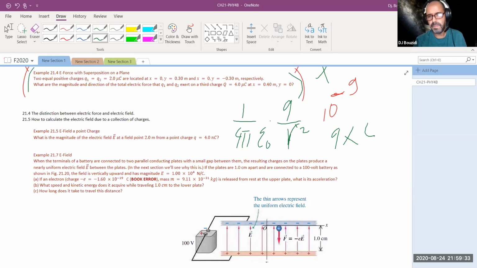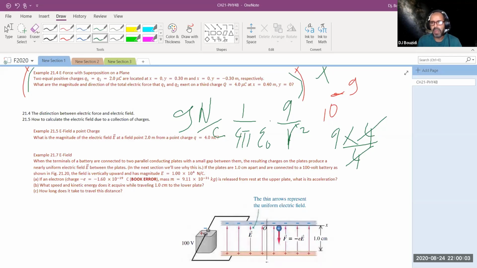Times 4 divided by the distance squared, and the distance squared is 2 squared, which is 4. Okay? If I did the numbers correctly, the 4 cancels the 4, so it's 9 newtons per coulomb. That's it. That should be easy enough to do. Okay? So that's the electric field due to a charge of 4 nanocoulombs at 2 meters.